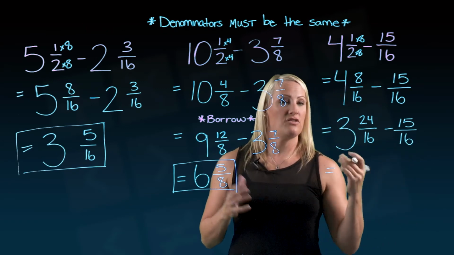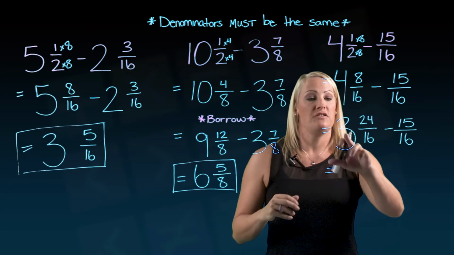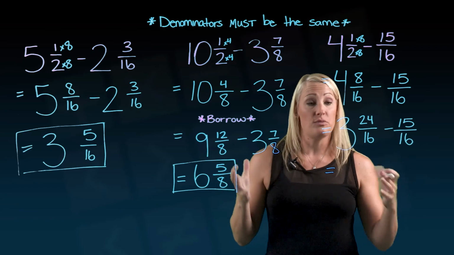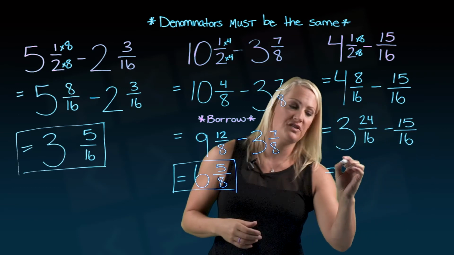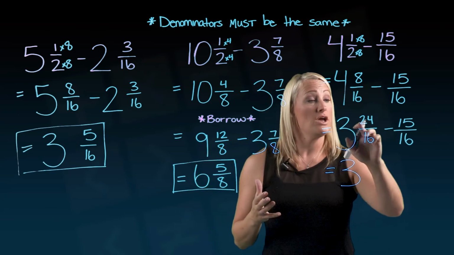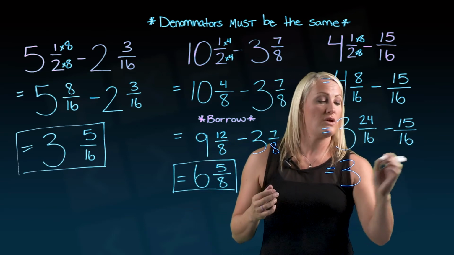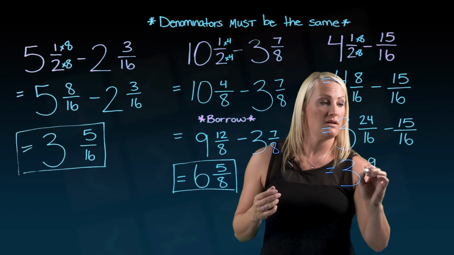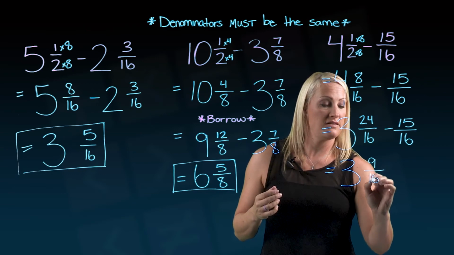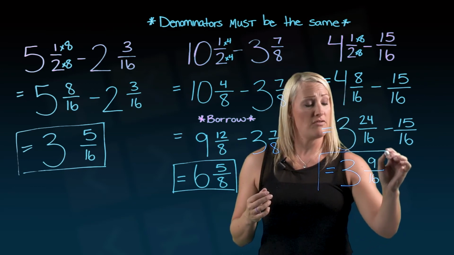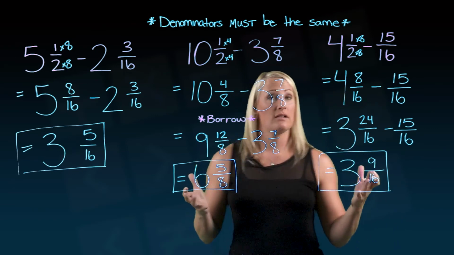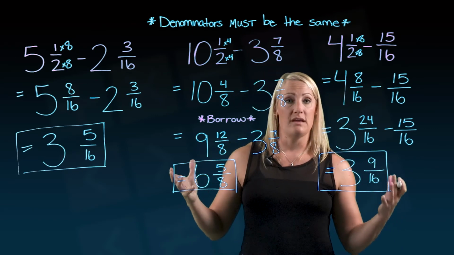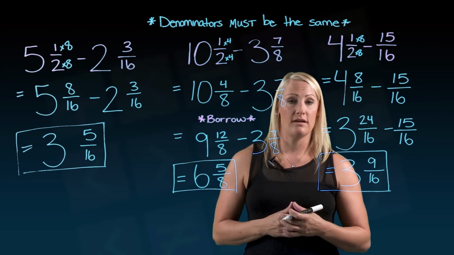And then my final answer. Now, in all the other questions, I had whole numbers to subtract. Here, there's a 3 to subtract. There's no whole number, so it just stays a 3. That 3 doesn't change. But I do subtract these. So 24 subtract 15 is 9, and the 16 doesn't change. So my final answer is 3 and 9/16. So hopefully that clarifies for you the method of subtracting fractions.